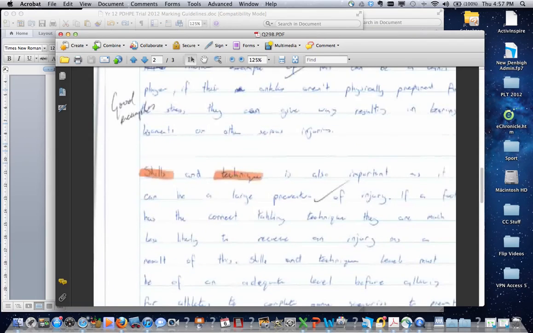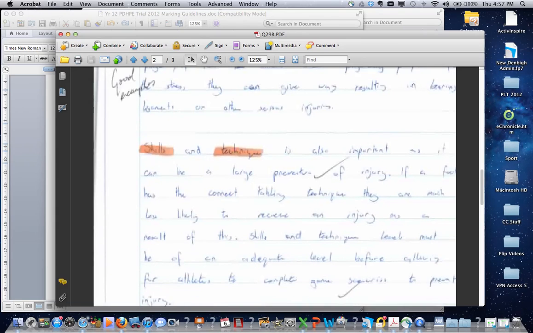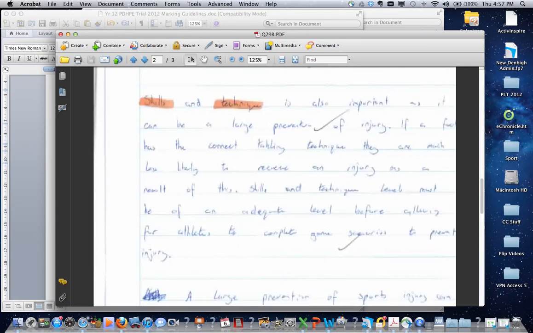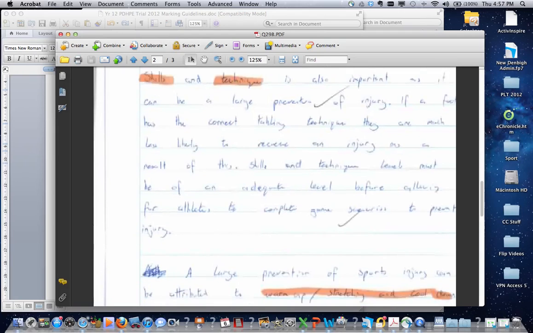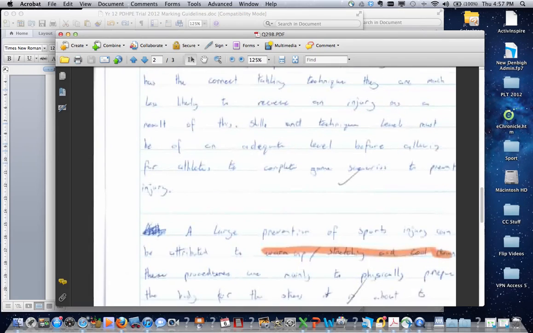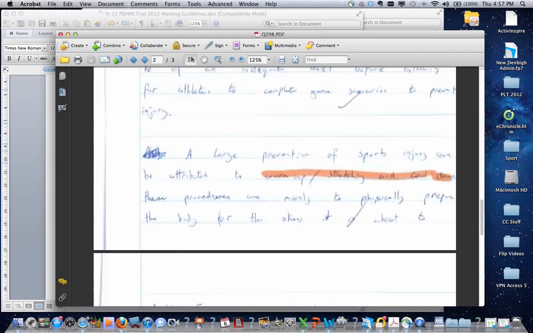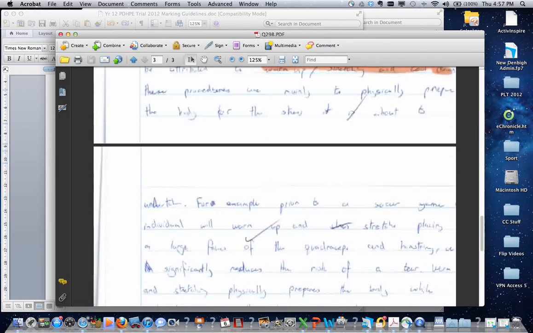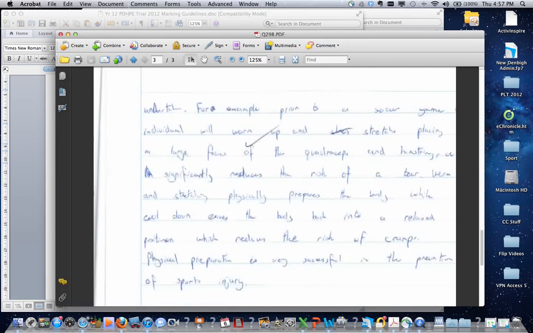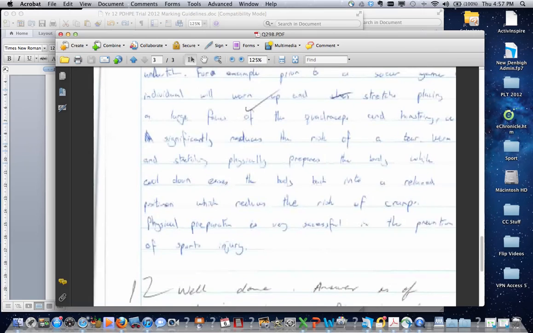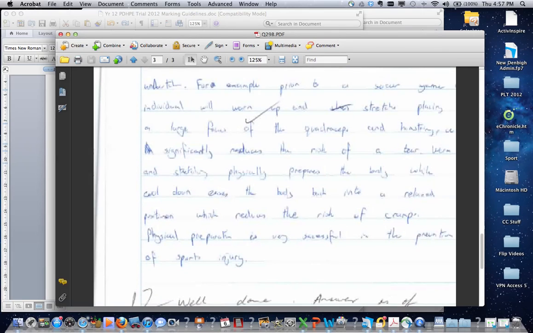Skills and technique: there's a connection of the skills and technique to injury, and how that could be avoided. The warm-up, stretching and cool down procedures are discussed, and again there are examples of how the physical preparation in that particular area can prevent injury. Similarly, this answer makes good use of examples. It's clear, well written, neat, and a well constructed response.